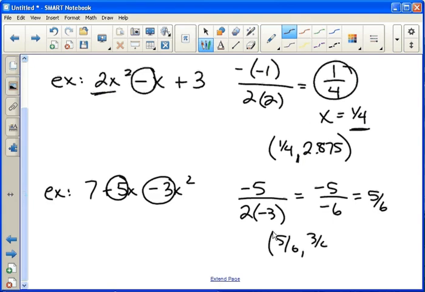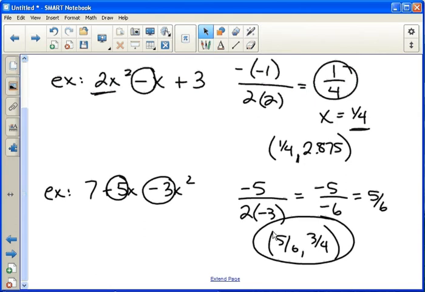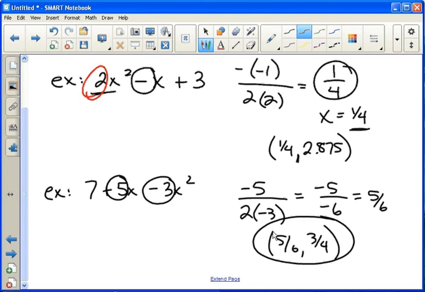Okay, now like I said, the vertex is always the maximum or the minimum. And the way you know which one it is is just by looking at whether it opens up or down. So let's go back and look at our first example. This is clearly a positive 2, which means it opens up. Well, if you open up, your vertex is down here, so it's clearly a minimum. So not only did we find the vertex, but we found the minimum is at 1/4, 2.875.